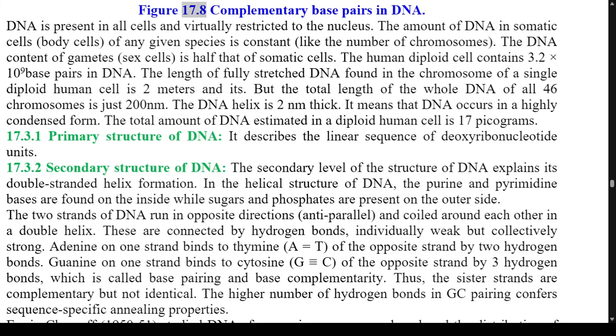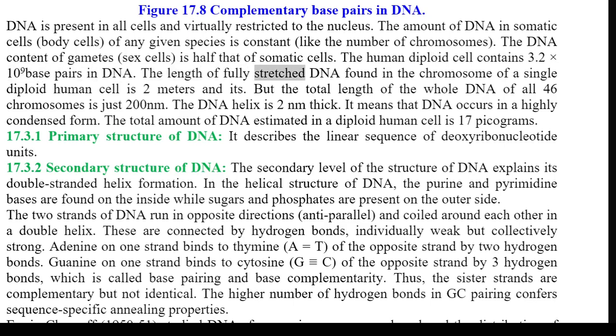Figure 17.8 Complementary base pairs in DNA. DNA is present in all cells and virtually restricted to the nucleus. The amount of DNA in somatic cells, body cells, of any given species is constant, like the number of chromosomes. The DNA content of gametes, sex cells, is half that of somatic cells. The human diploid cell contains 3.2 times 10^9 base pairs in DNA.